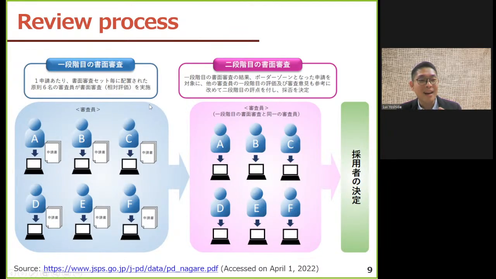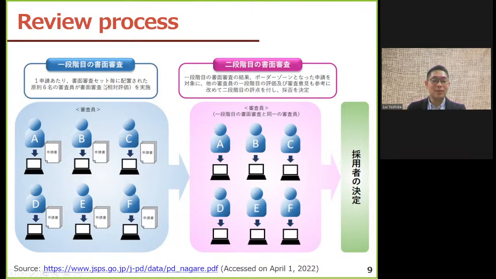In the past, when you applied to the Gakushin, there was an interview session. However, these days, there is no interview. You are judged by the proposals only, so you don't have a chance to have an interview. So writing a good proposal is more important for you these days. So this is the review process.